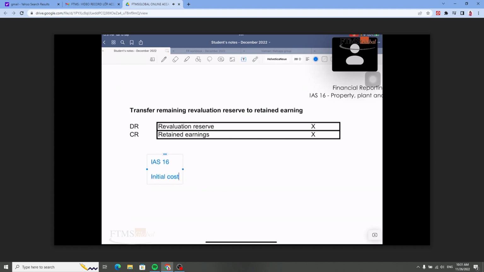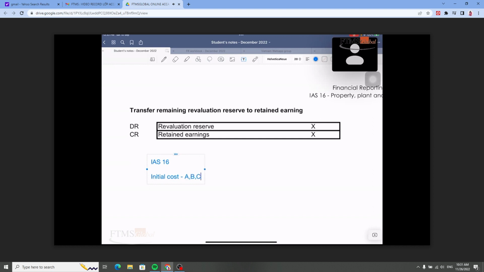Initial cost, of course, is our ABC. A means the cost at point of purchase. P means any cost incurred before first use of the asset. Then C means future dismantle cost. So initial cost A, B, C, something like that, right?